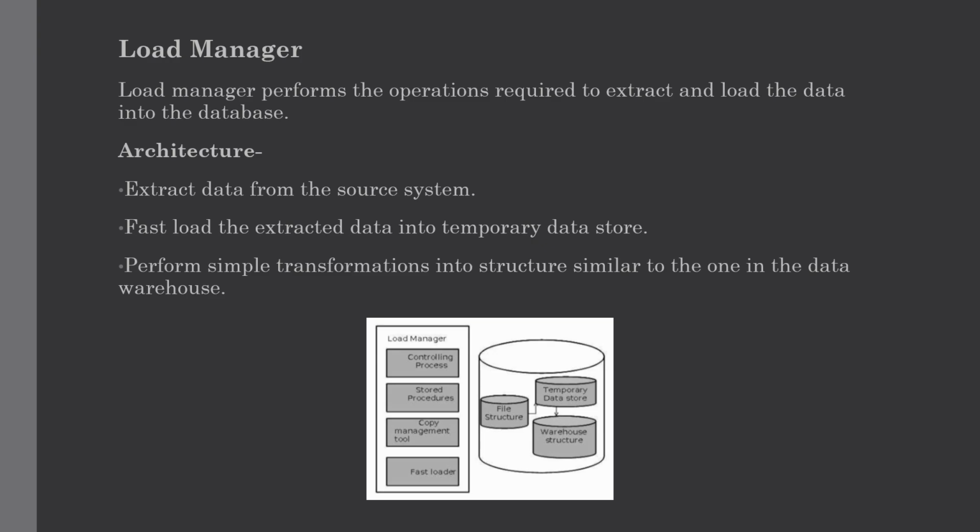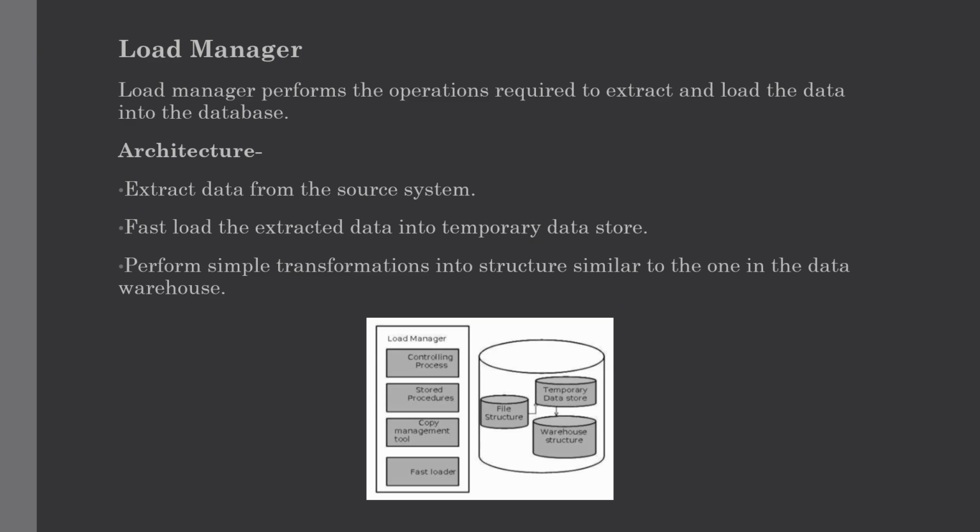The first one is extracting the data from the source system. As the name suggests, the data is extracted from the operational databases or the external information providers. Gateways are the application programs used for extracting this data. It is supported by the underlying DBMS, the database management system, which allows the client program to generate the SQL to be executed at the server. Open Database Connectivity and Java Database Connectivity are examples of gateways. So this is all about the extracting process.